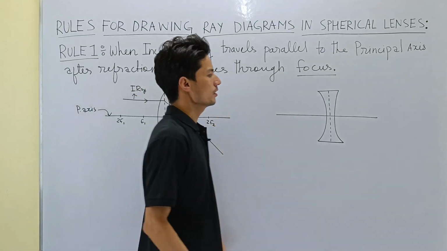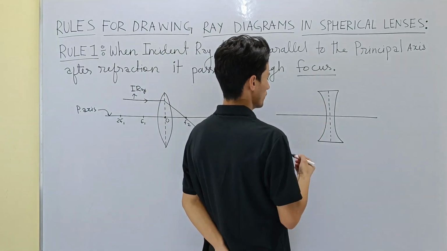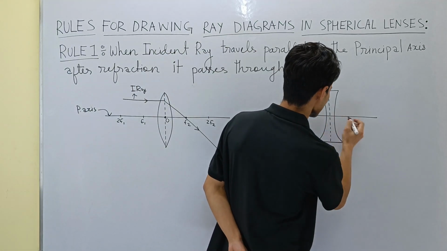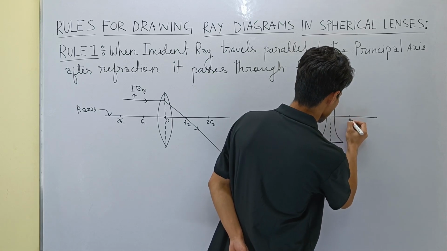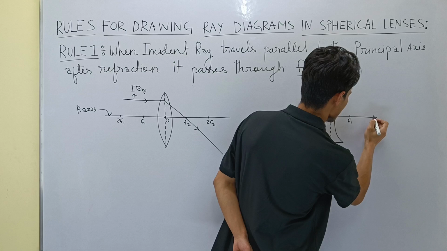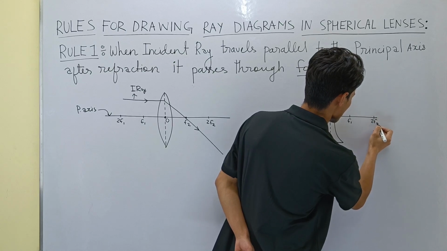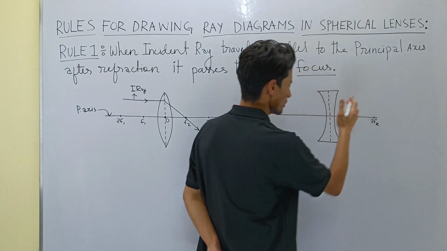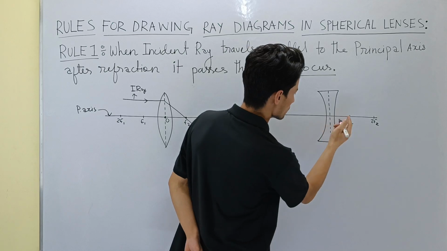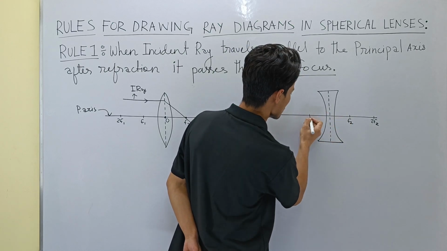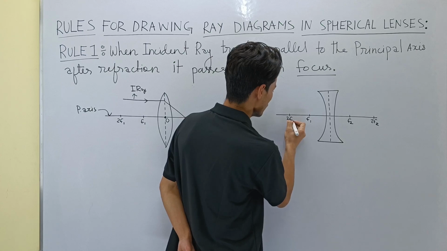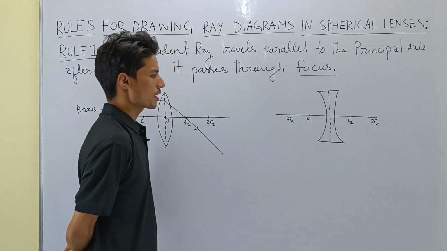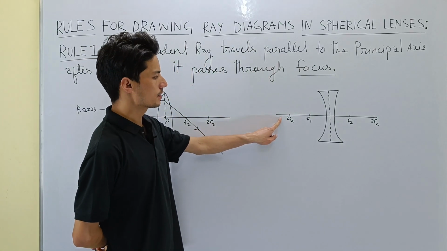Now let's apply rule 1 for concave lens. Same thing, let's mark our f1 and f2. On the right side we get f2, left side is f1, so make the same distance. If we go back we get 2f2. So everything is marked on the principal axis.